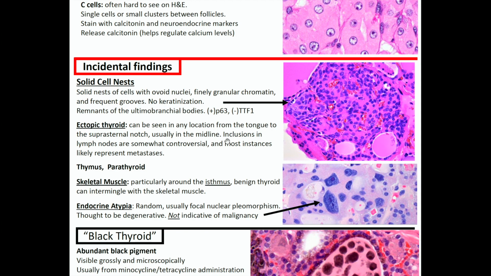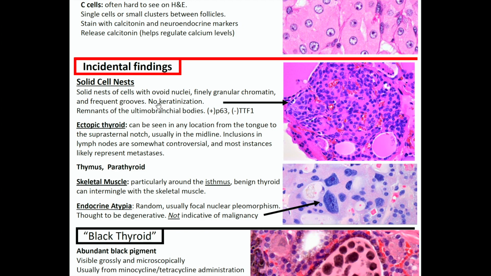All right, so some incidental findings in the thyroid. You can have solid cell nests, which is a solid nest of cells with ovoid nuclei, finely granular chromatin, and frequent grooves. No keratinization typically, and there are remnants of the ultimobranchial bodies, which I am not familiar with. But they stain with P63 and loss of TTF1 in these solid cell nests.